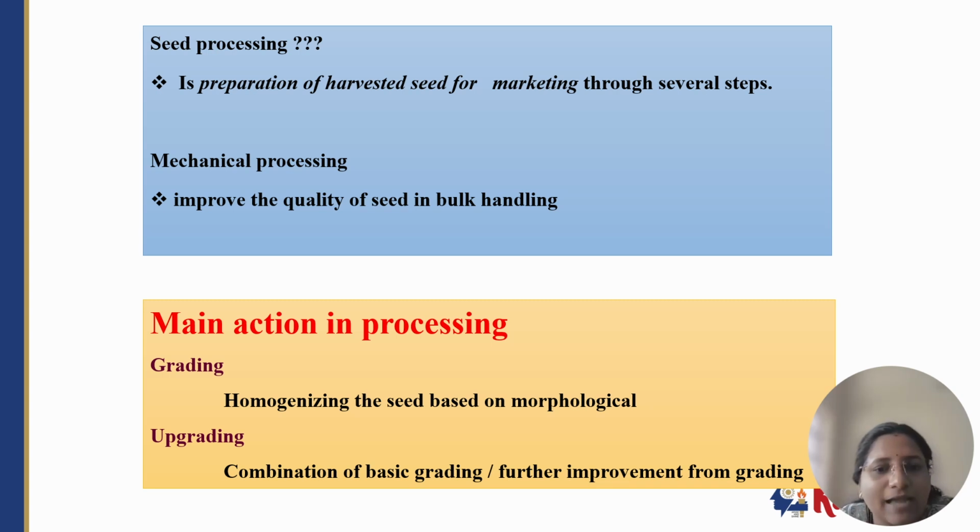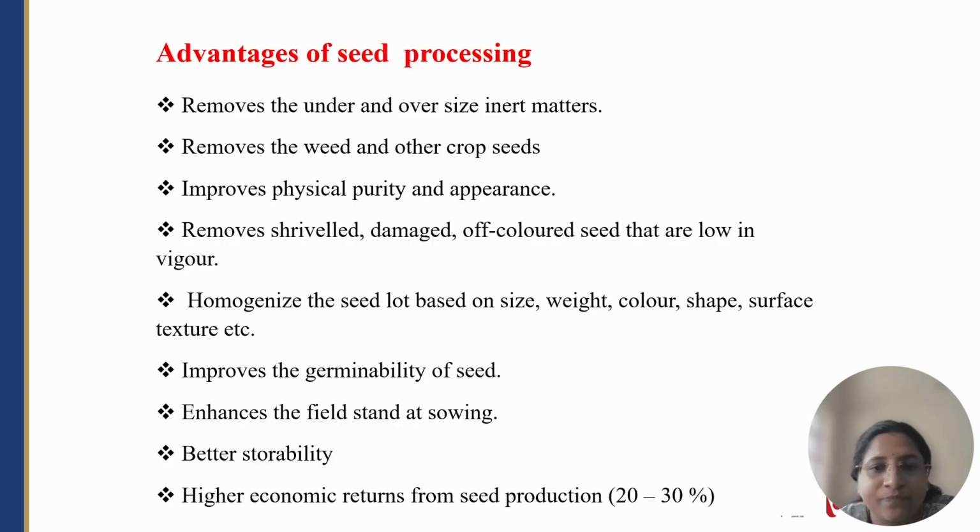These can be rectified by the important post-harvest methods in processing. The main action in processing is either grading, which is homogenizing the seeds based on their morphological characters, or upgrading, which is a combination of basic grading as well as further improvement beyond grading. The advantages of seed processing are that it removes under- or oversized seeds, inert matter and weed seeds, improves physical purity and appearance, improves germinability and vigor, improves the field stand, and gives better storability with high economic returns. Due to its size, shape, weight and color, the market value and market appearance also improve.